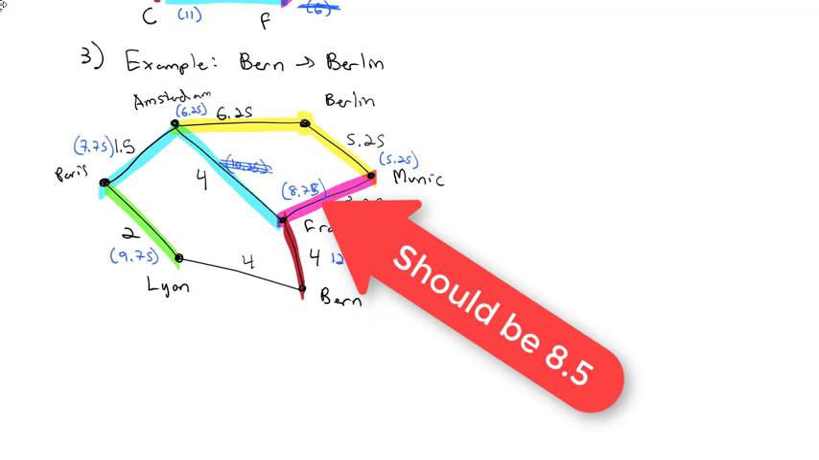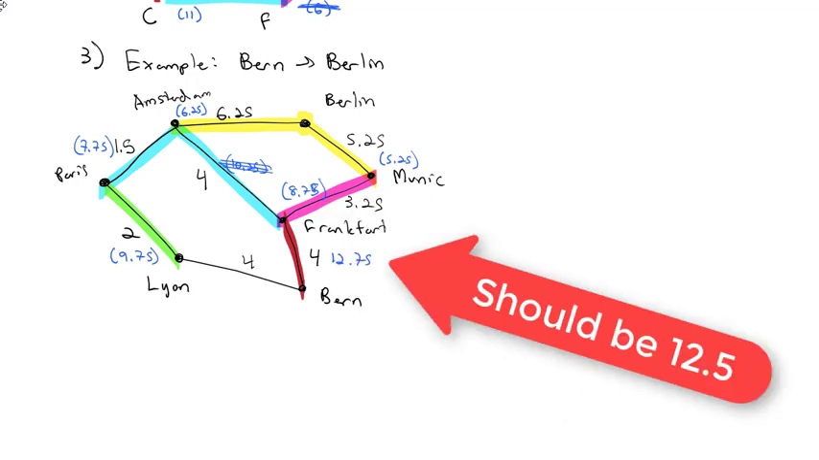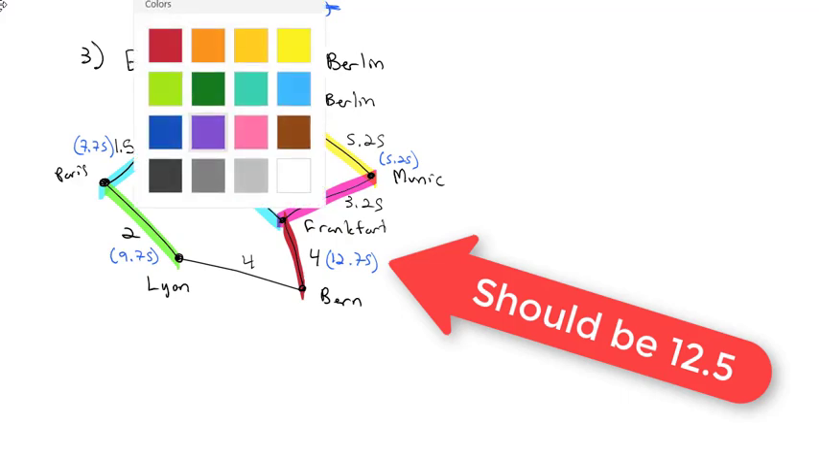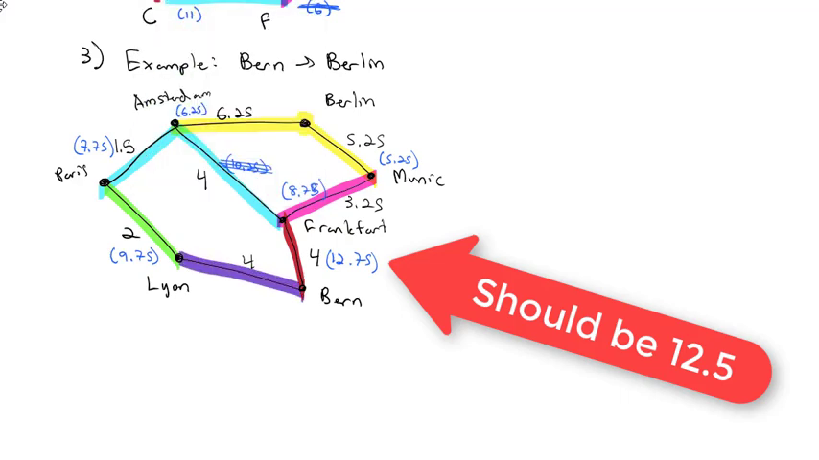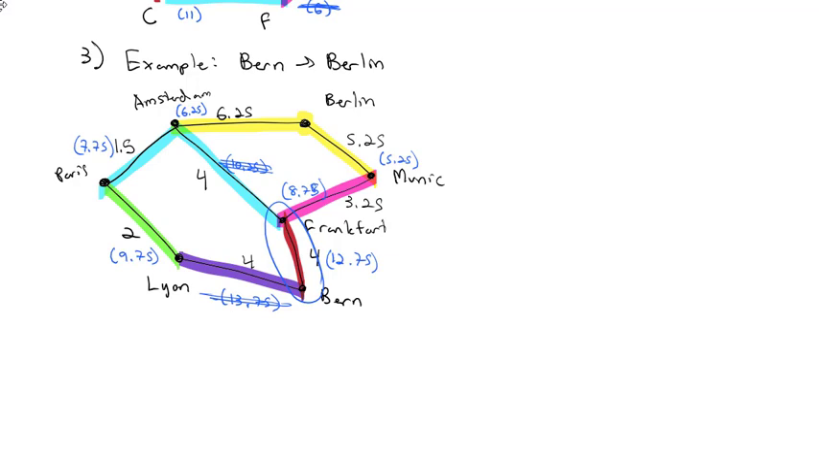8.75 plus 4 is 12.75. And if that's the case, we're still cheaper right now at the 9.75 in Lyon. So it's worth checking, is there a cheaper way to get out of Lyon? Connecting Lyon to Bern would give us 9.75 plus 4, which is 13.75, which is an hour longer than the other way to get to Bern. And so we end up with our shortest path working backwards from Bern to Frankfurt, Frankfurt to Munich, and Munich to Berlin.